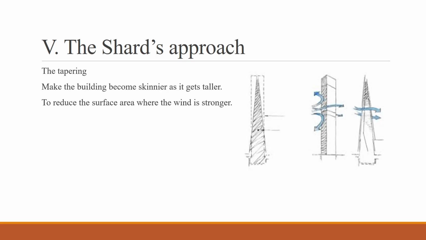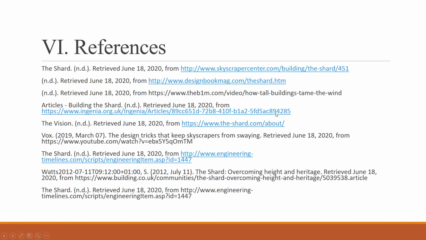This is the picture sketched by hand, as you can see. Its tapered shape helps to reduce the wind load because as the building becomes skinnier as it gets taller, it reduces the surface area where the wind is stronger. And lastly is the reference.